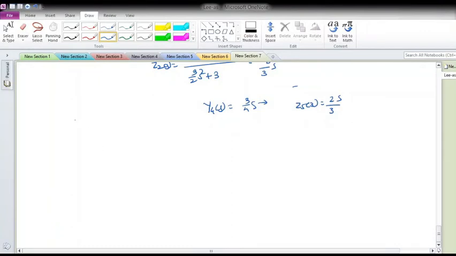So basically, first you will get 2s, which is your impedance, then next you will get an admittance, which is 1 by 4s, then next you invert it and you will get 8 by 3s.